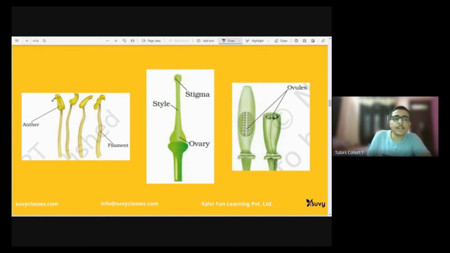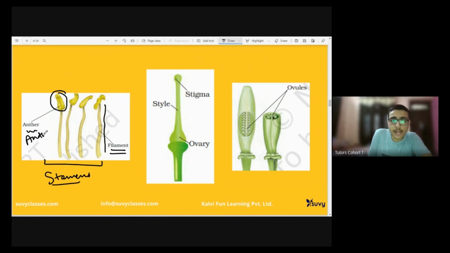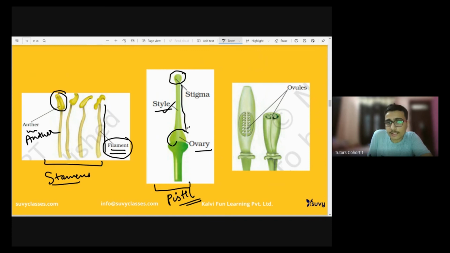So as you can see, this part is known as stamen. It has two parts. First one is filament. This thread-like is filament, and this top part is known as anther. And this is nothing but what? Pistil. It has three parts, as I just said. First one, the top one, is known as stigma. This tube-like structure is known as style, and this ball-like structure is known as what?